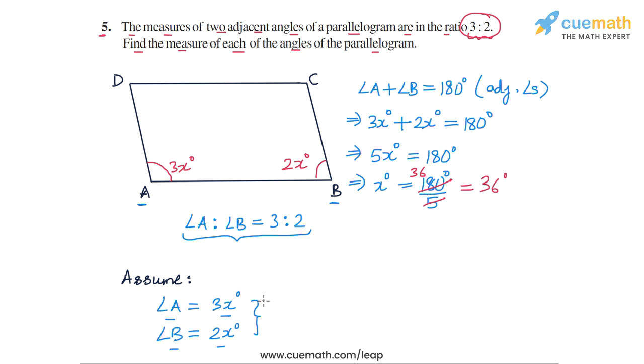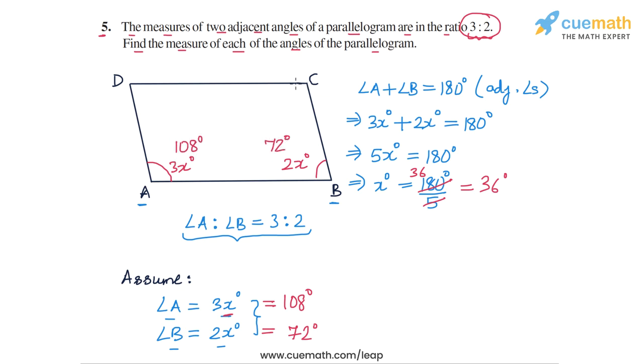And this means that the measure of angle A is 3x degrees, 3 into 36, that's 108 degrees. And the measure of angle B is 2x degrees, or 2 into 36, or 72 degrees. So angle A measures 108 degrees and angle B measures 72 degrees.